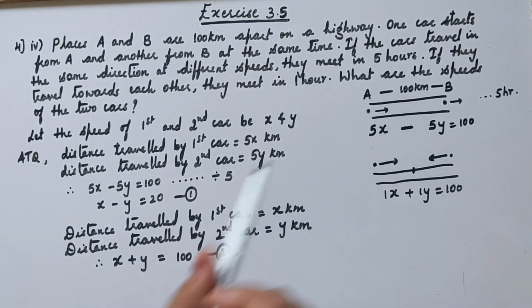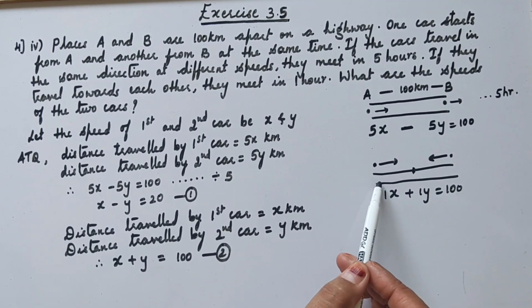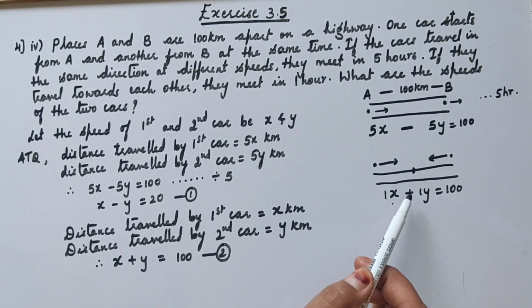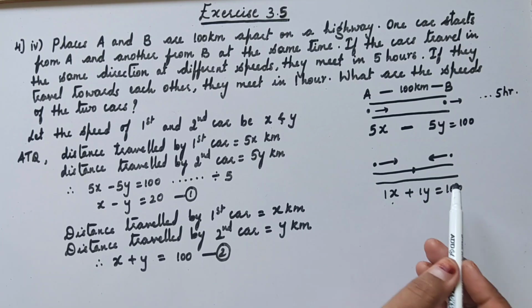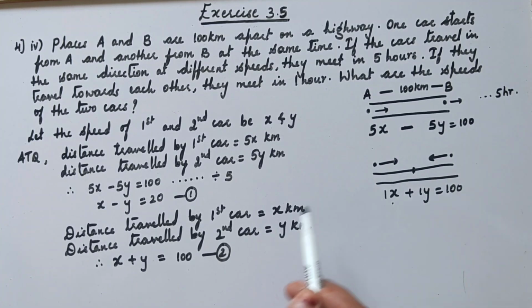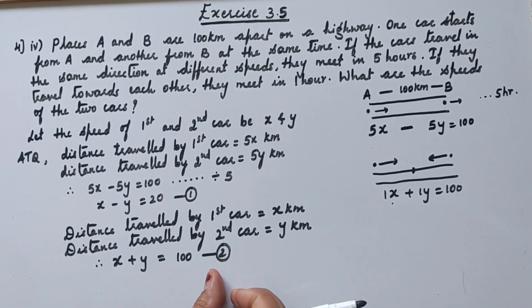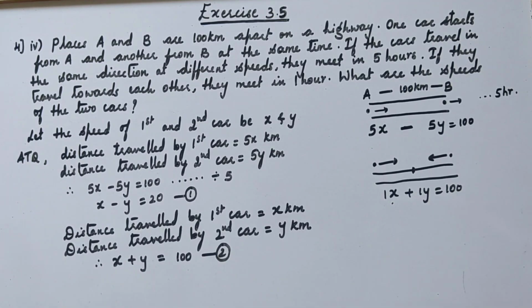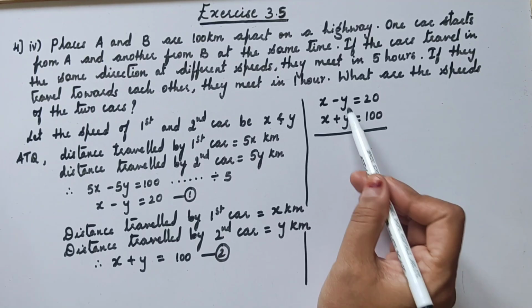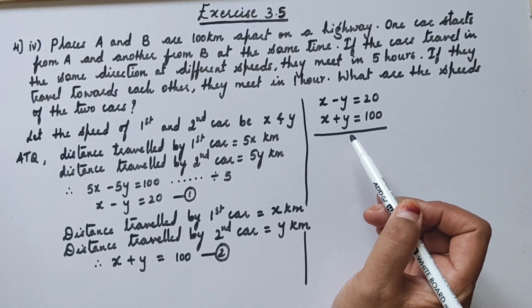The next one: the distance traveled by the first car is x kilometers, taken for 1 hour. Distance traveled by the second car is 1y kilometers. So x plus y equal to 100. So this is equation 2. Now we need to solve equations 1 and 2 simultaneously, students.